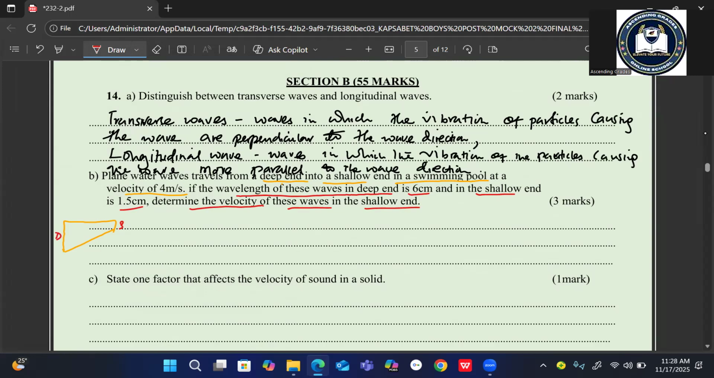So in this one, we are going to use the ratios. So taking the ratios, velocity 1 over V2 will be the same as wavelength 1 over wavelength 2. We want V1 to be the velocity at the deep, and this one for the shallow. The same applies to this one, the wavelength at the deep, the wavelength at the shallow.